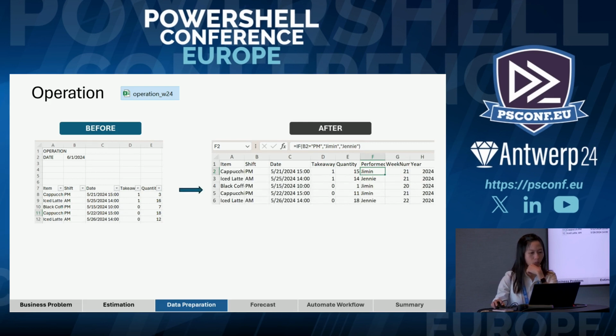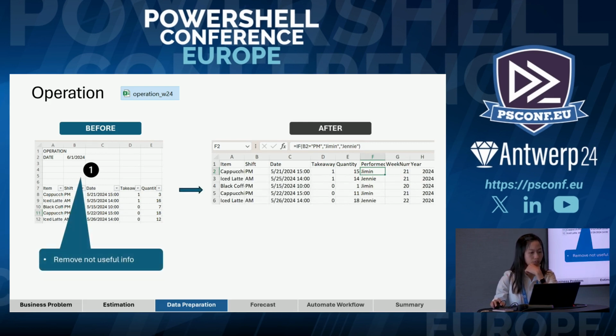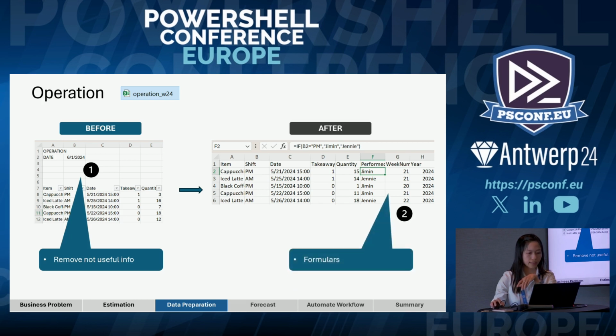So what are the points that I need to do? First, I need to remove unrelated data. In this case, the blank rows and also the days as well, because I don't need them. After that, the formula here, for example, if the shift is PM, then it will be Jimin, and if AM, it will be Jenny.